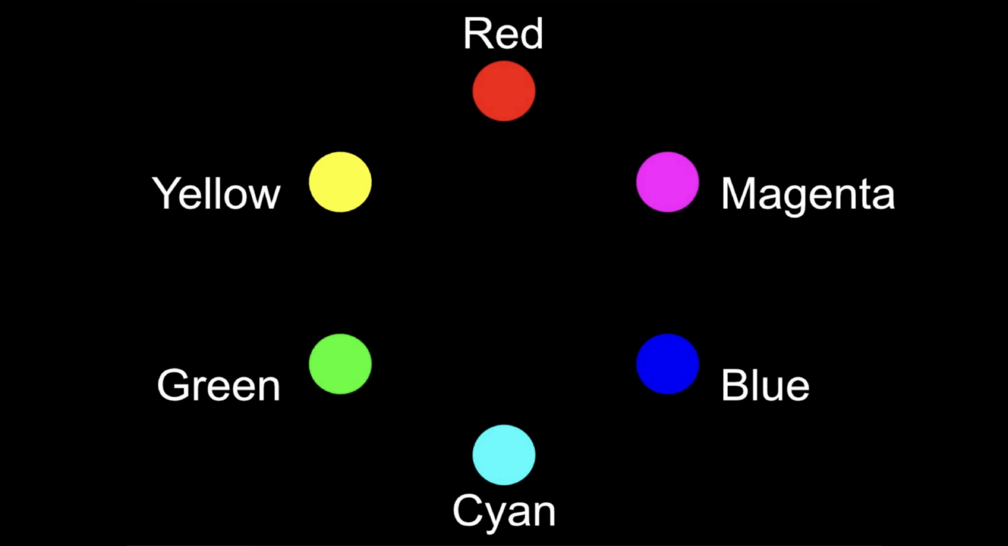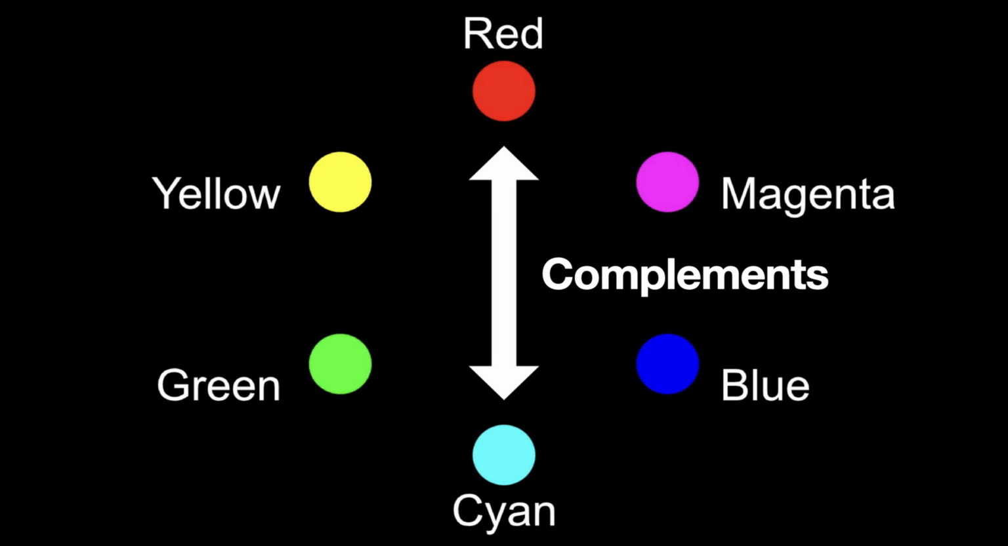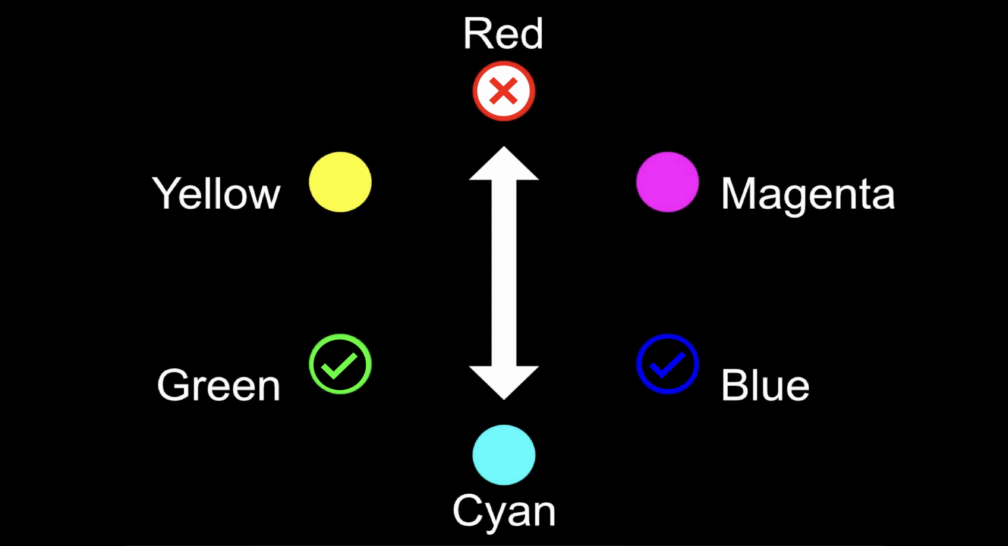On the color wheels I've been using, certain colors are on opposite sides of each other. For example, red and cyan match up. We call them complements. If you think for a moment, it makes sense. Cyan is the color with every color but red, and red has none of the colors of cyan.